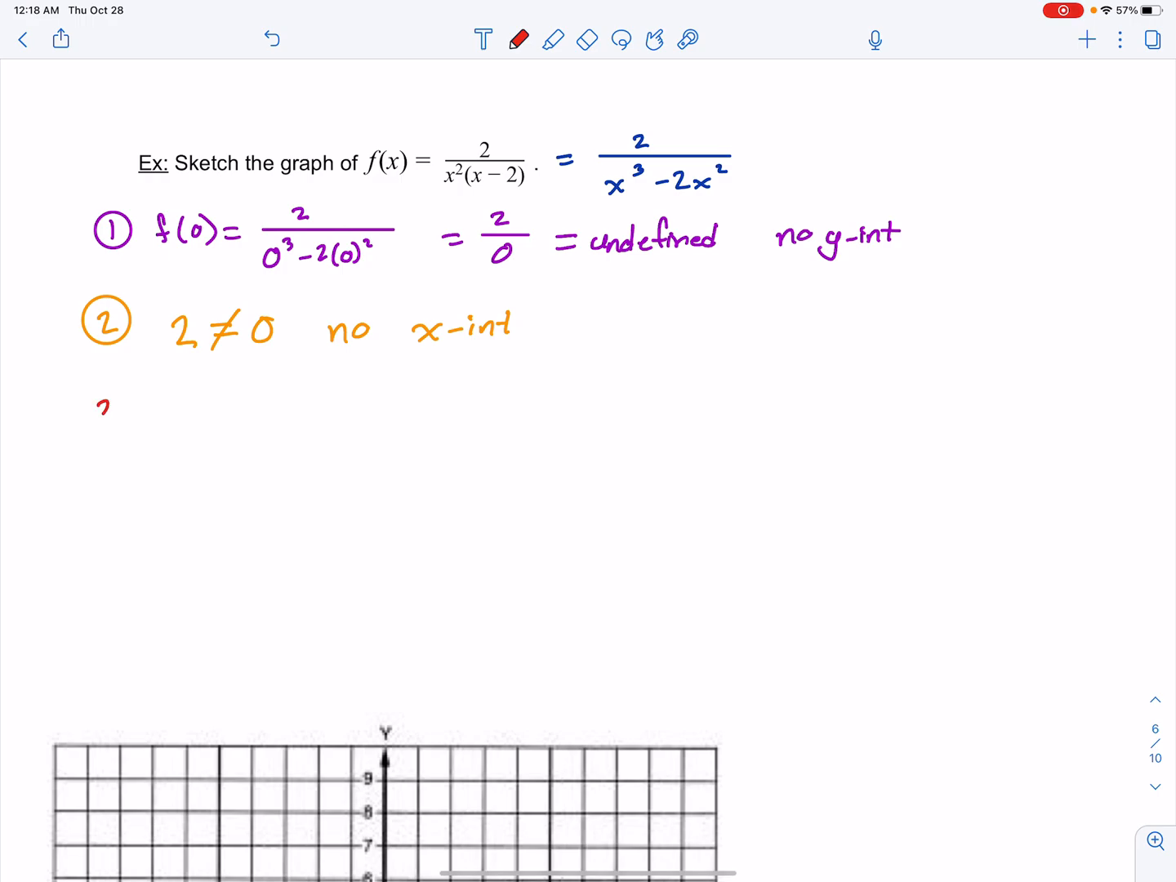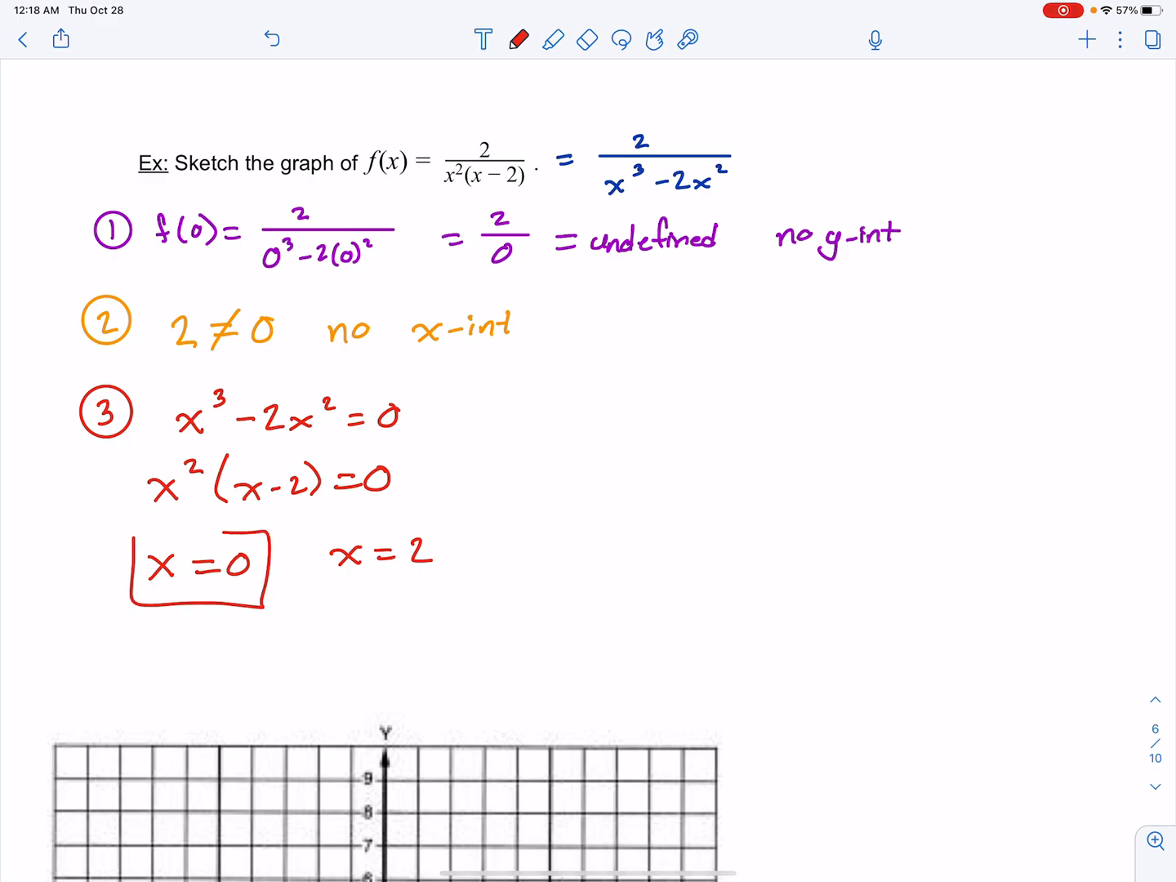So then we look for our asymptotes. For our vertical asymptotes, we take the denominator and set it equal to 0 and solve for x. So we get x cubed minus 2x squared equals 0. We could factor that x squared back out and say it's x squared times x minus 2 equals 0, which means that x squared equals 0 or x equals 0, x minus 2 equals 0, or x equals 2. We have two vertical asymptotes.